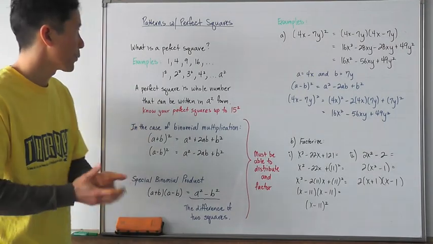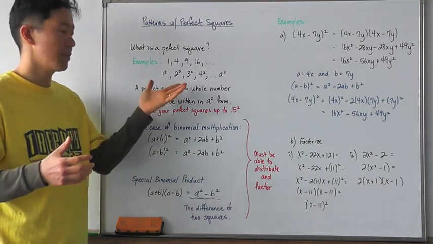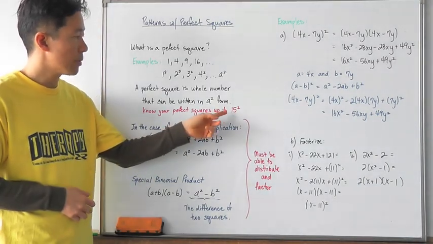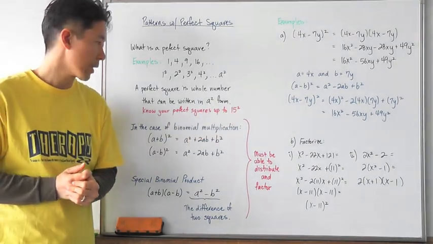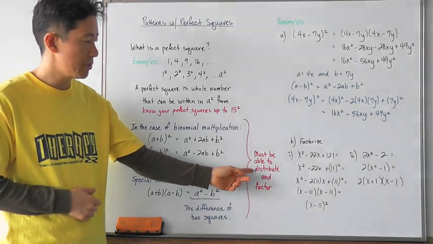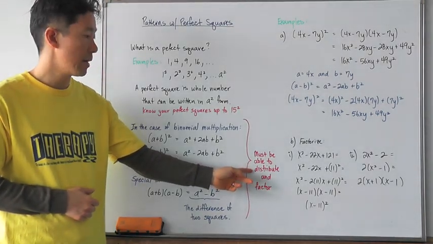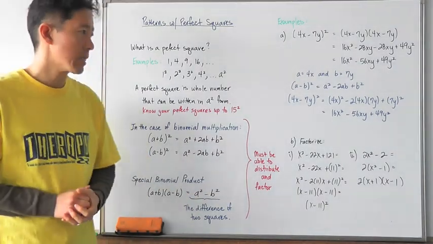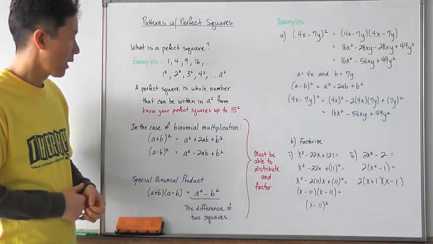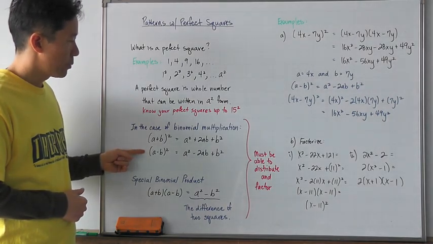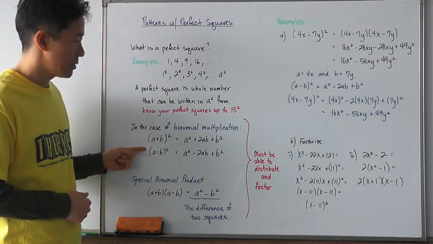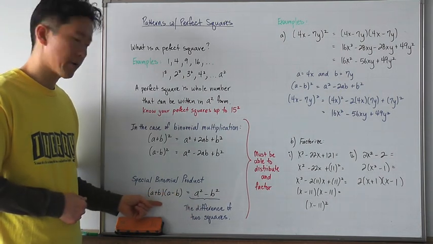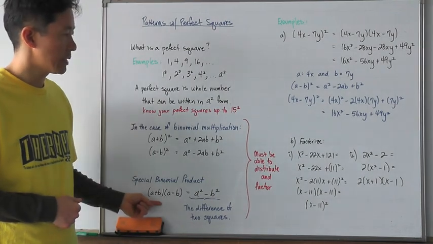Okay, so let's wrap up. Basically, we're looking at perfect squares. It's going to be important to know what a perfect square is, and to know your whole number perfect squares up to 15 squared, so that it can help us to distribute or expand binomial perfect squares, and also help us to factor quadratics that involve perfect squares. So we have two particular perfect square expansions that we need to remember, as well as recognizing the difference of two squares so that we can factor into this special binomial product.